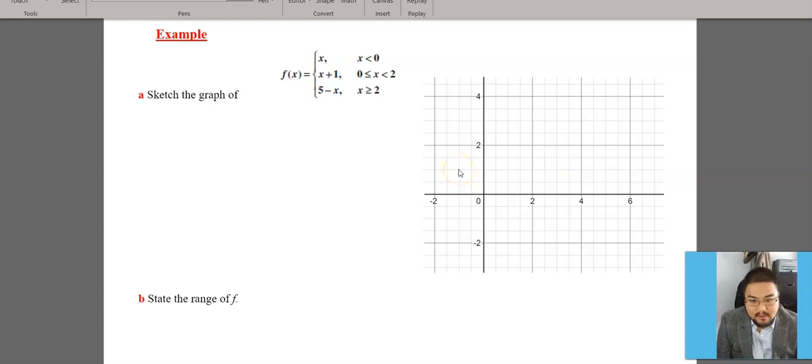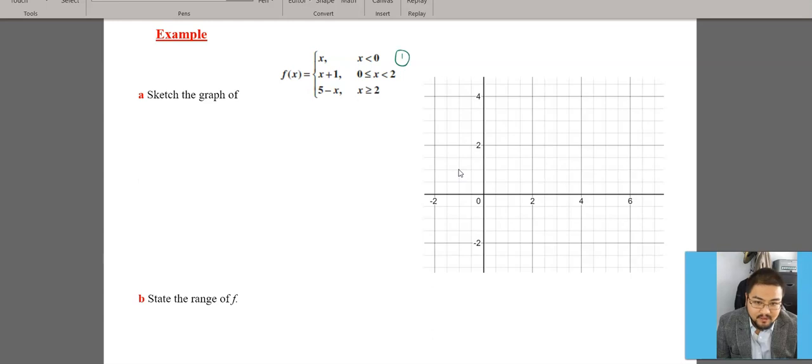So with this particular example, we want the function x for x is less than 0, x plus 1 for x is between 0 and 2, not inclusive for 2, and 5 minus x for x is greater than 2. So we've actually got 3 linear graphs that we need to put onto this particular plane here. So what I'd like to do is make sure that I start from a particular point.